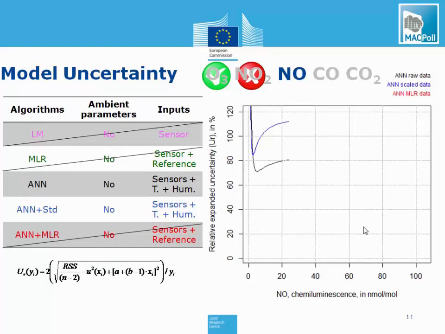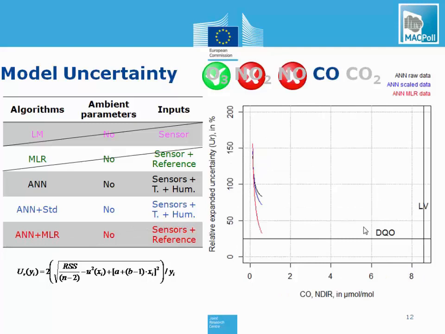We also did it for NO. For NO, it was very bad. Also, the artificial neural network based on pre-calibrated data, we cannot reach a really good uncertainty. The lowest one was more or less 70% for the neural network on uncalibrated data, so on raw data. For CO, more or less the same. On our side, there is only a small concentration of CO. We reach anyhow a low uncertainty using the neural network on pre-calibrated sensor values.